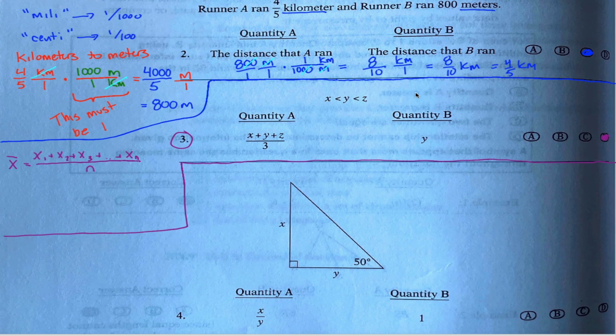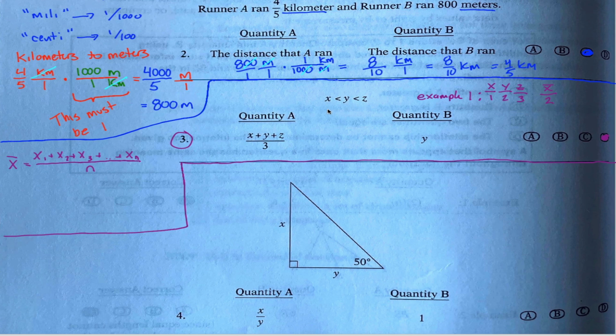For example, if those three numbers are 1, 2, and 3, then x plus y plus z divided by 3, in other words the average of those numbers, which we can write as x bar, would be 1 plus 2 plus 3, which is 6, divided by 3. 6 divided by 3 is equal to 2. In this specific example, quantity A is the exact same as quantity B. They're both equal to 2. But that won't always be the case.